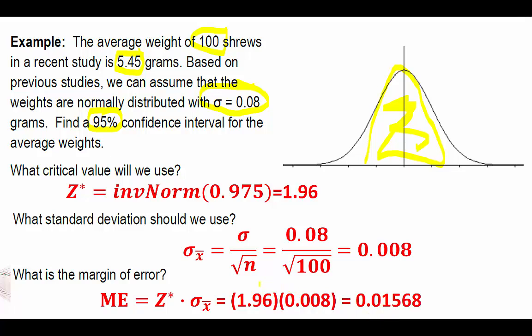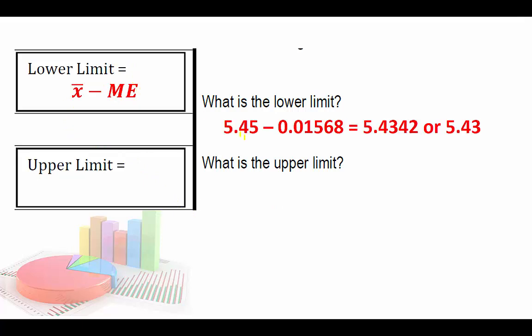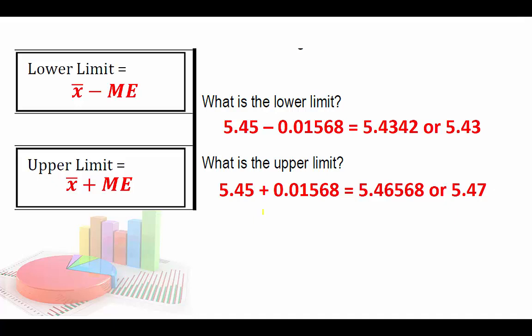All right. So now we're going to go ahead and actually find the window. We're going to set a lower limit and an upper limit. The lower limit is going to be my average minus the width of the window. In this case, 5.45 minus that margin of error, and roughly 5.43. My upper limit, same idea. I just add the margin of error, the width of the window, the half width of the window, really. And I get 5.47. So I now have a 95% confidence interval that the average weight of shrews is somewhere between 5.43 and 5.47 grams.